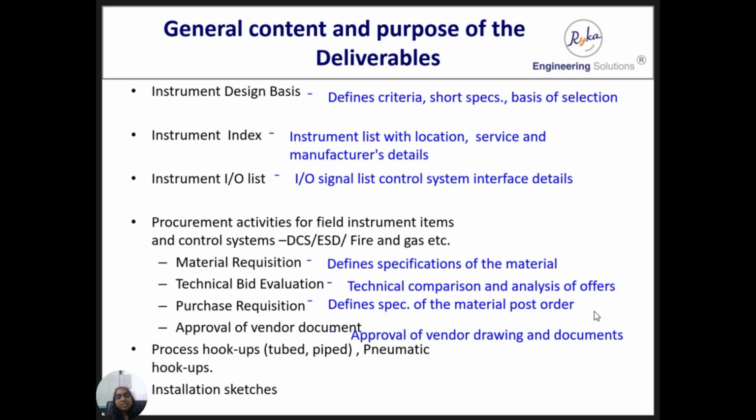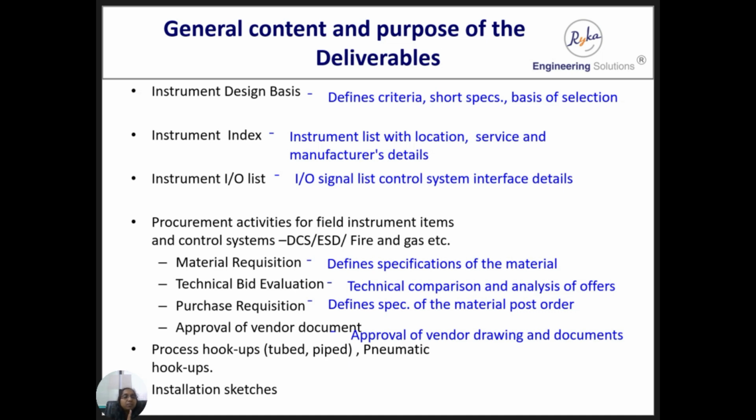Approval of vendor drawings and documents is the last deliverable where a bug can be arrested. So in all the stages, the detail engineer's bug can be arrested, or at the latest, any changes can be taken care of. So every stage of the procurement activities is very crucial.